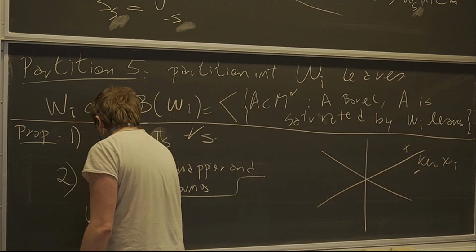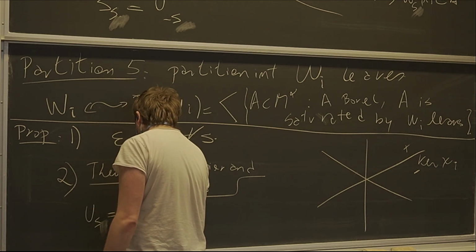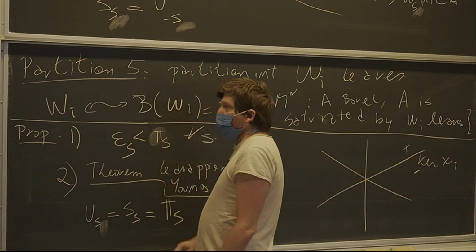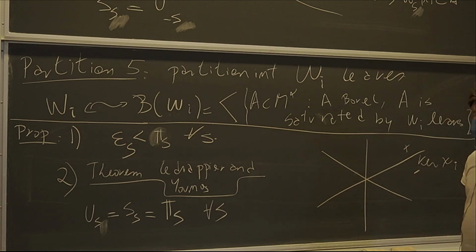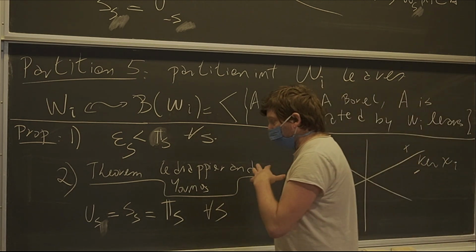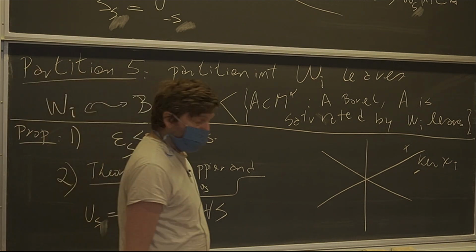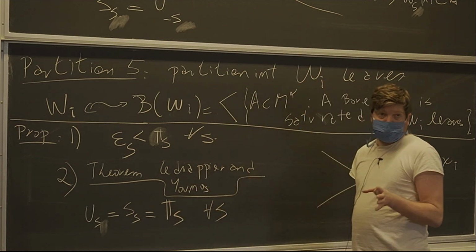It says that U of S naught, U of S, is equal to S of S, which is equal to pi of S for every S. So the pi partition, the stable partition, and the unstable partition are all the same partition. That's what Ledrappier-Young says. And this is the most important theorem in this business, and one of the most important theorems in smooth ergodic theory in general: the fact that the stable partition and the unstable partition are the same, and they are the pi-partition.